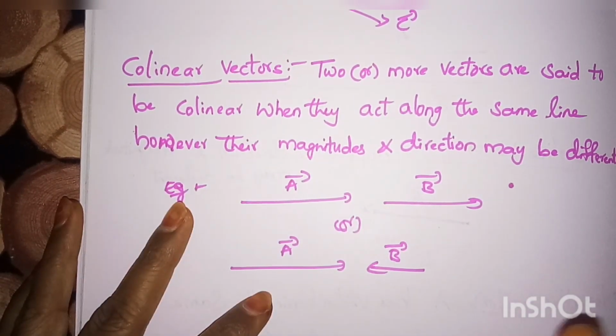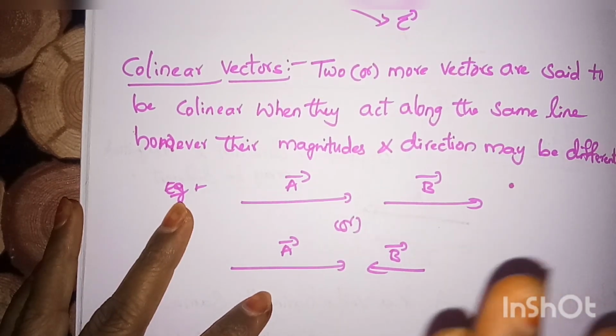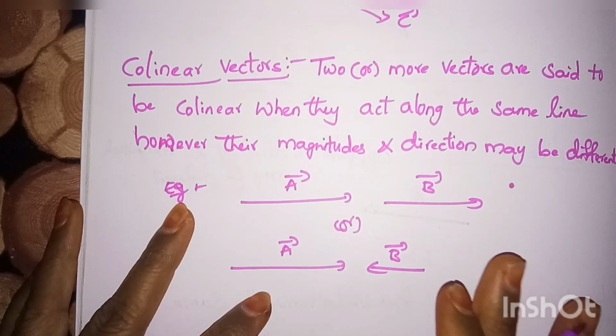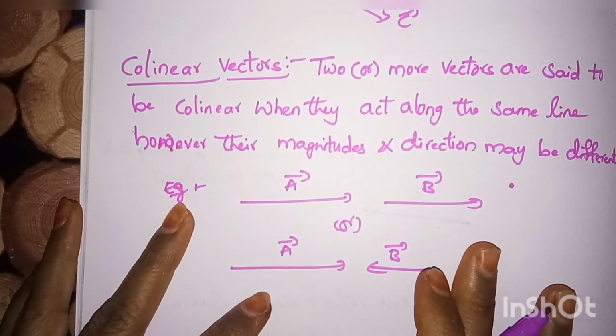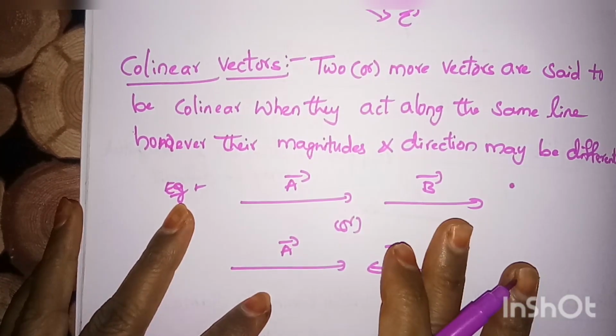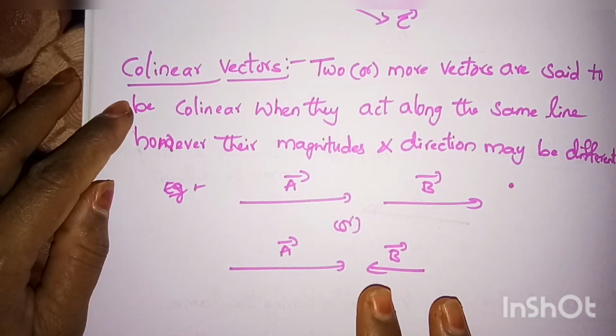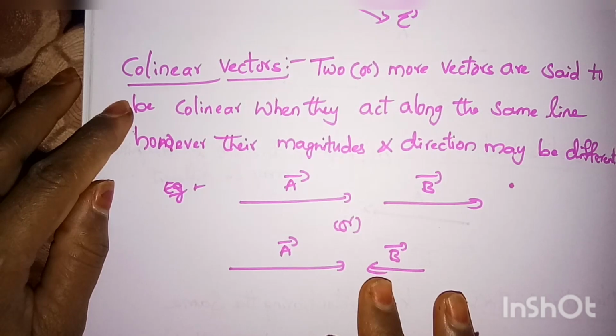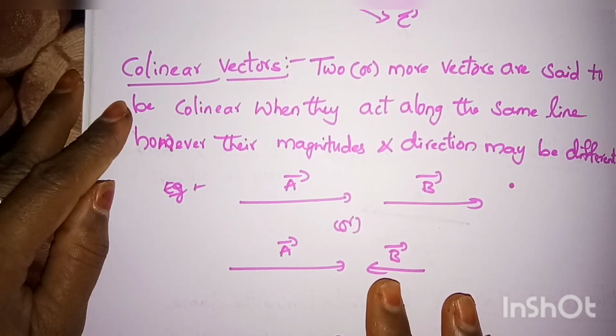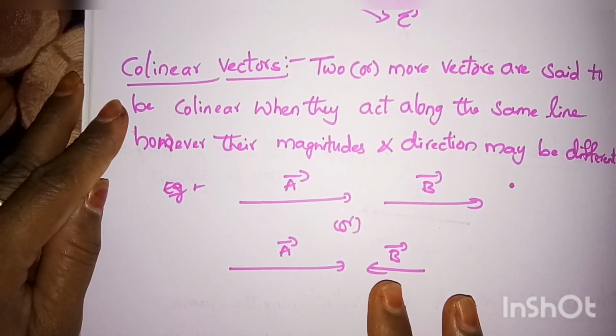So any number of vectors that move in the same line, they may have the same magnitude or the same direction, but they should move in the same line. That we call collinear vectors. These are some of the types of vectors. There are some more important types of vectors we are going to discuss in the next video.